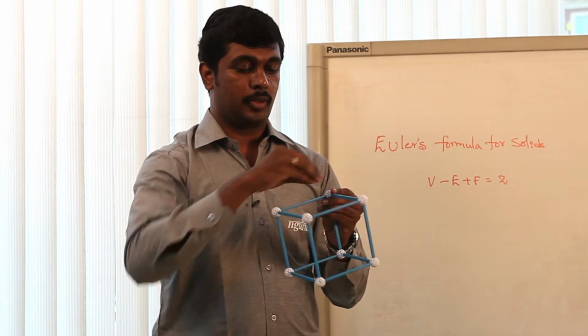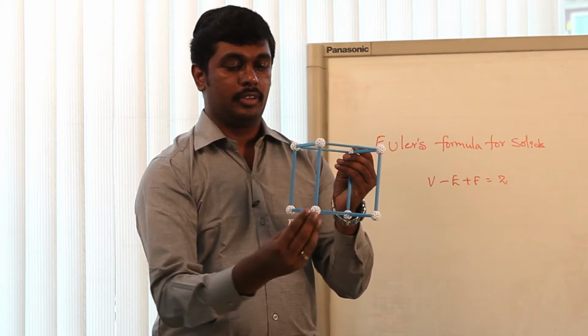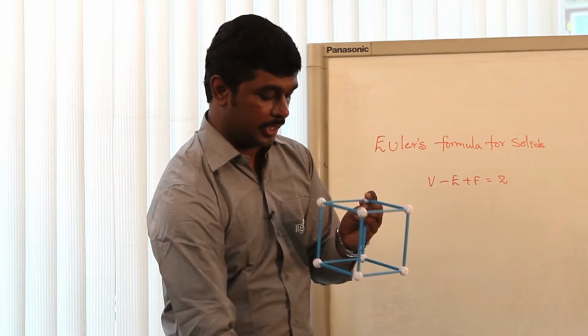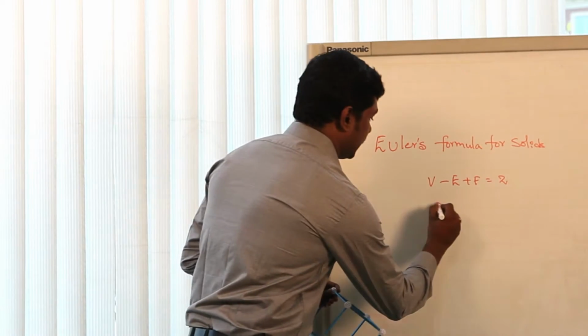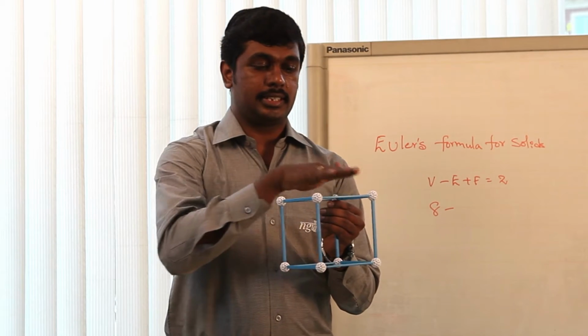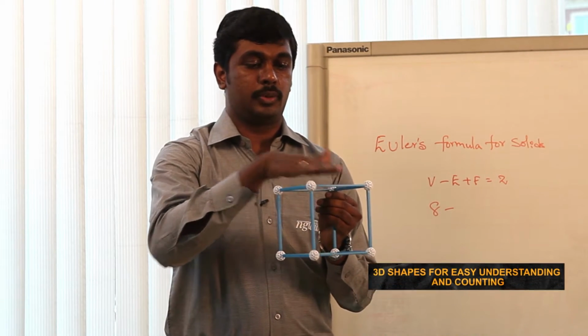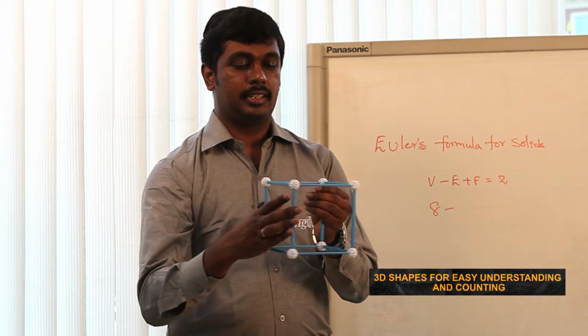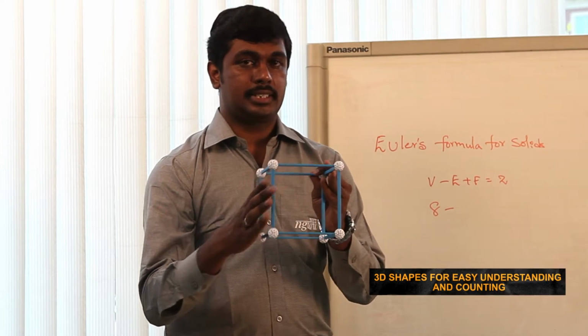So here I can count 1, 2, 3, 4, 5, 6, 7, 8. So for cube, 8 vertices are there. So I will just mark it, vertices I got 8. And now the edges, if I count the edges, edges are the sticks. So here 1, 2, 3, 4, 5, 6, 7, 8, 9, 10, 11, 12. So 12 edges are needed to form a cube.